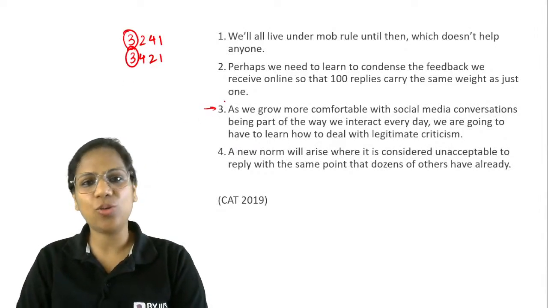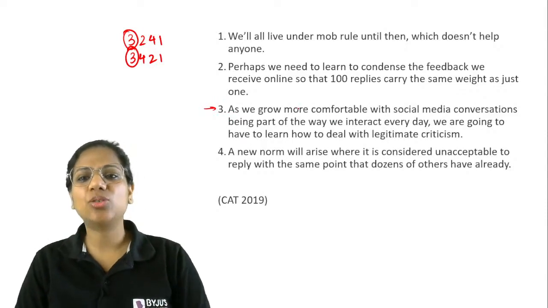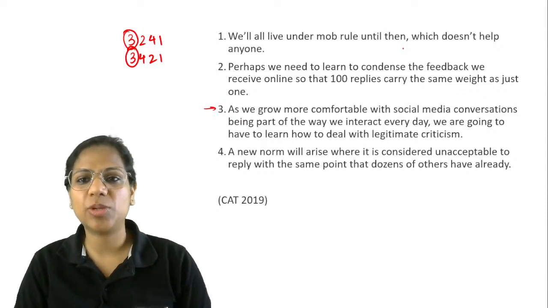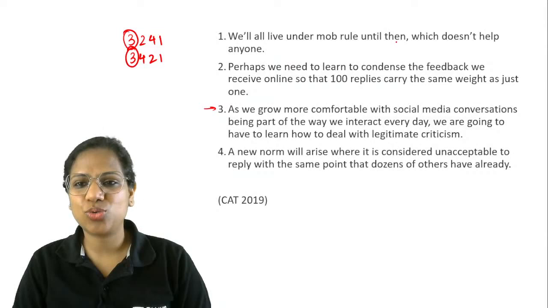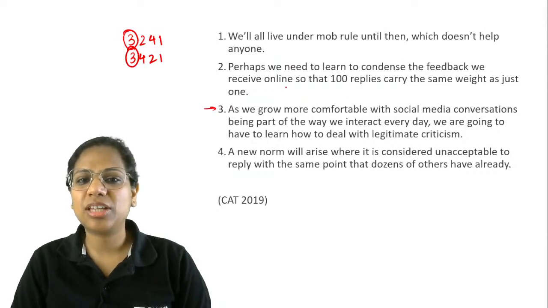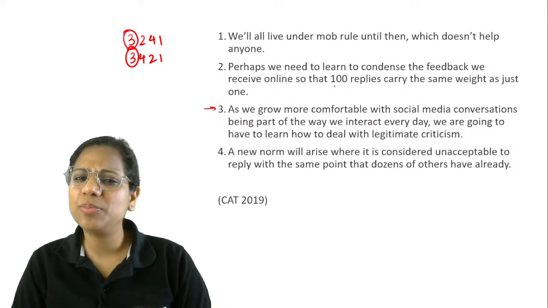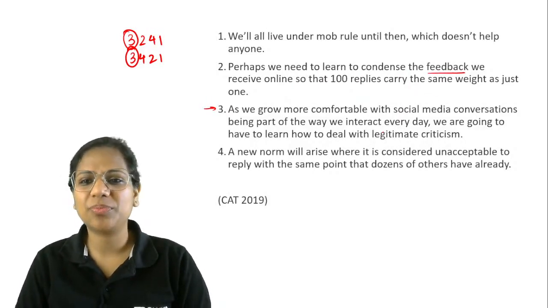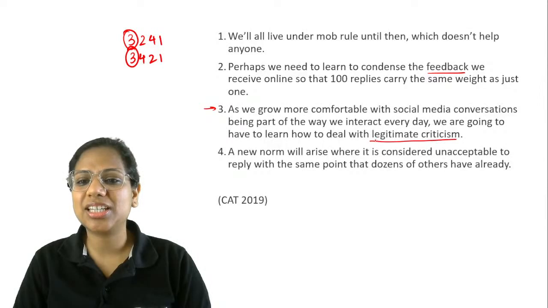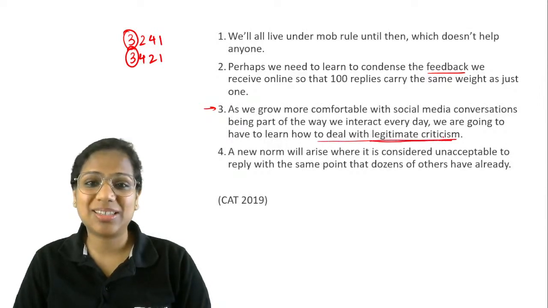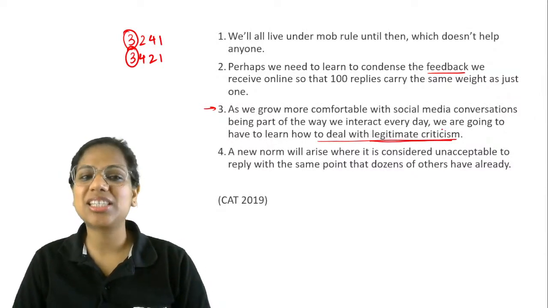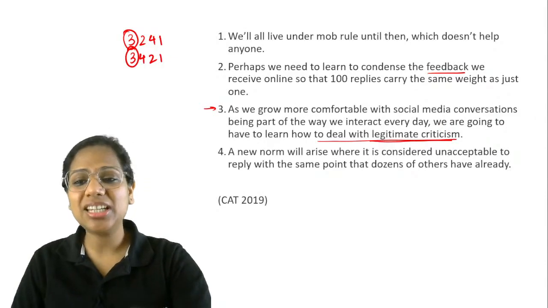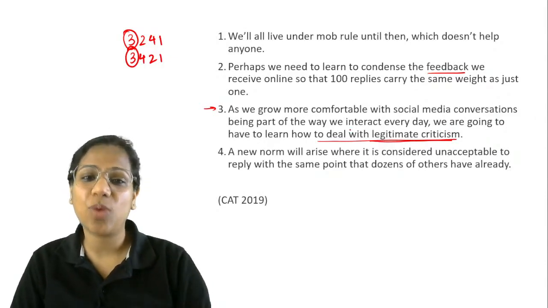Absolutely correct. 3 is the opening sentence here, right? It talks about what the issue actually is. Because see, mob rule is not the issue. Then we are talking about the feedback that we receive online. Feedback in what regard? Okay, so we are actually discussing how to deal with legitimate criticism. So 3 is the opening sentence, absolutely correct. And the correct sequence is 3241.